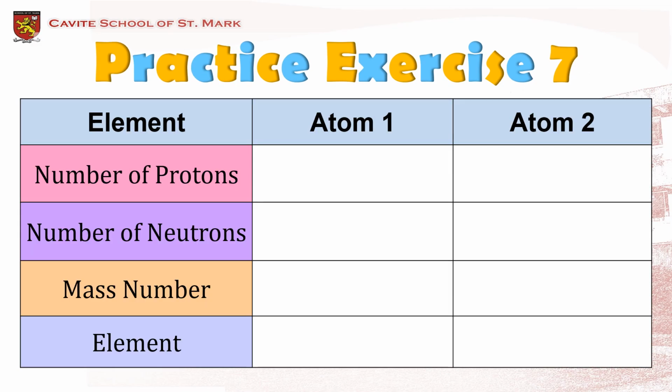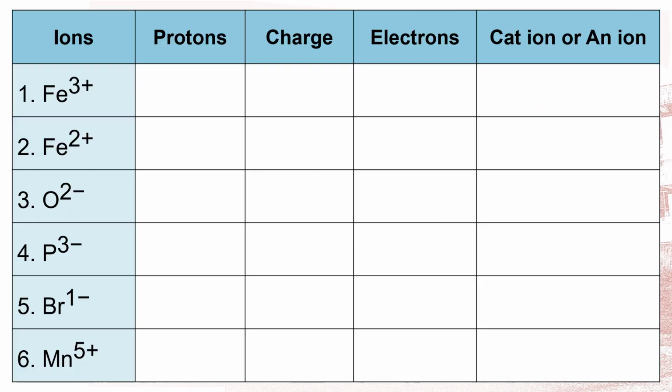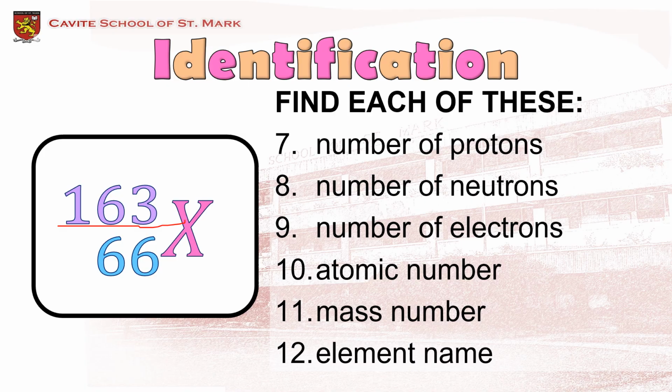So for practice, you should write how many protons there are, how many neutrons, and how many electrons. Then we come to the final quiz, subatomic practicals. Here, you'll have to give me the charge and the number of protons. If it is positively charged, it is a cation. If it is negatively charged, it is an anion. Then look at that one too. You do the questions and write them in the comment section.